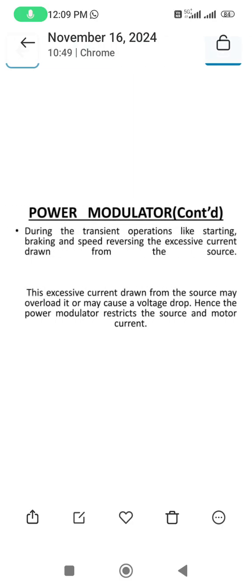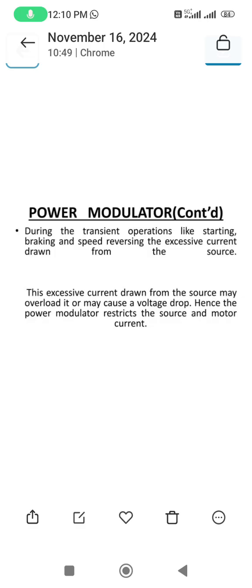Power modulator. This power modulator regulates the output power of the source. It controls the power from the source to the motor in such a manner that the motor transmits the speed or characteristics required by the load. Then during the transient operation, like starting transient, which lasts for a short period, we can call it the transient period in the motor.